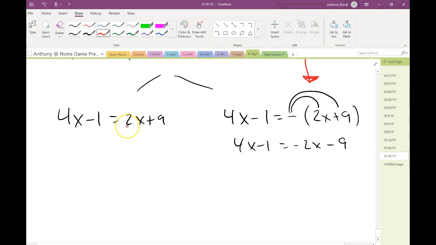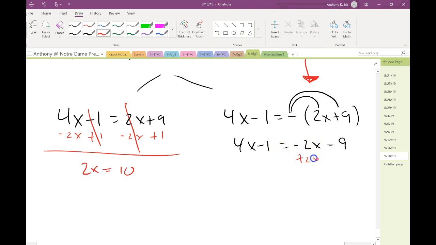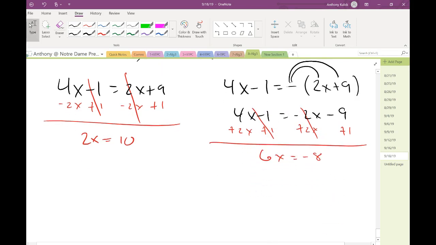All right, to solve for x now, I'm going to subtract 2x from both sides. That got the 2x out of there. And I'm going to add 1 to both sides. That's going to get the 1 out of there. So I have 2x is equal to 10. Similarly, I'm going to add 2x to both sides here, and then add 1 to both sides there. That gets rid of the 2x and the 1. That gives me 6x equals negative 8. If I divide both sides by 2, I get 5. And if I divide both sides by 6, I get negative 8/6, which reduces to negative 4/3.